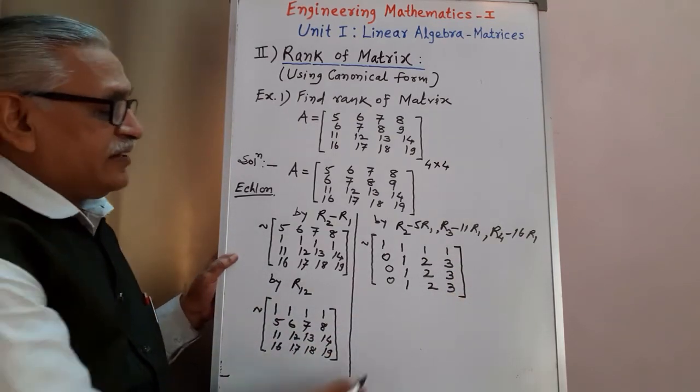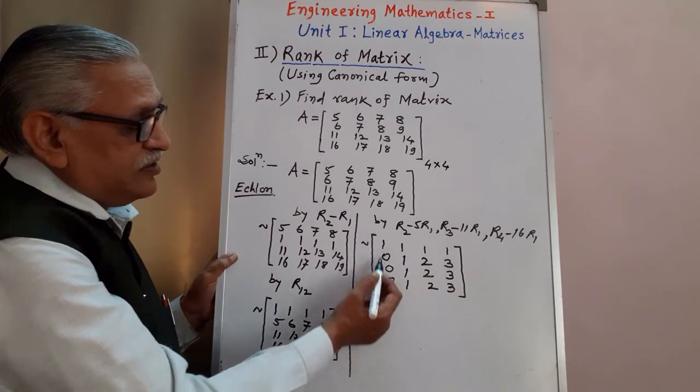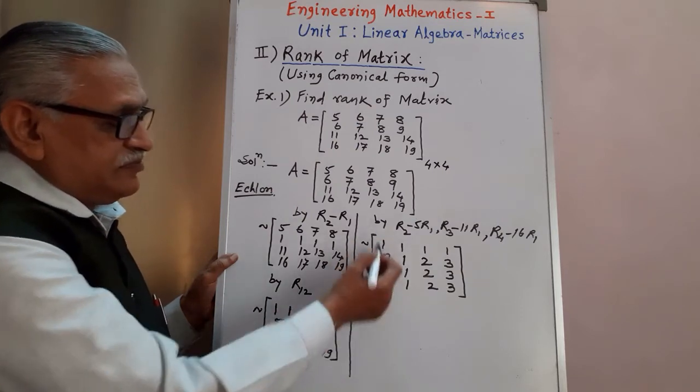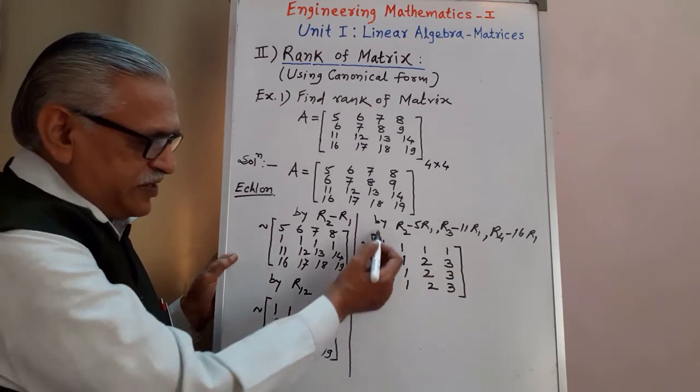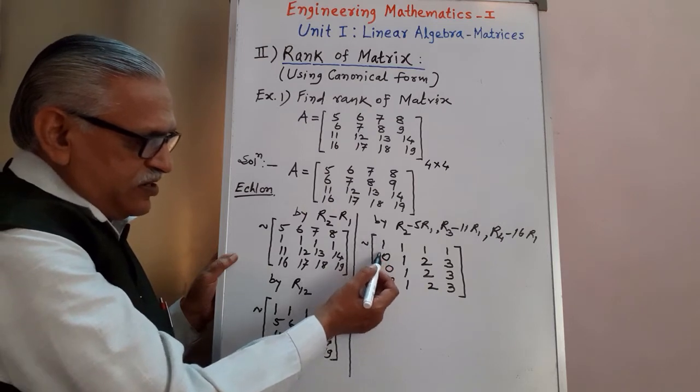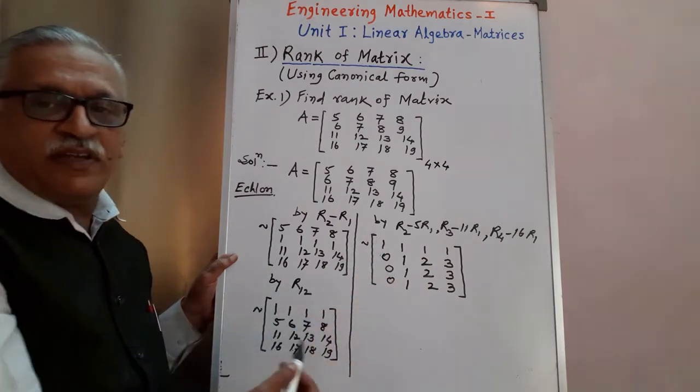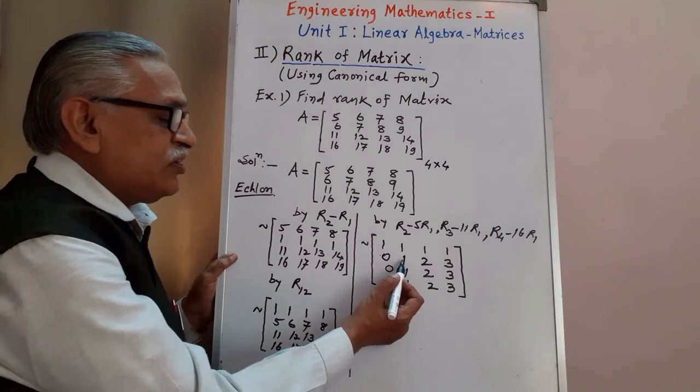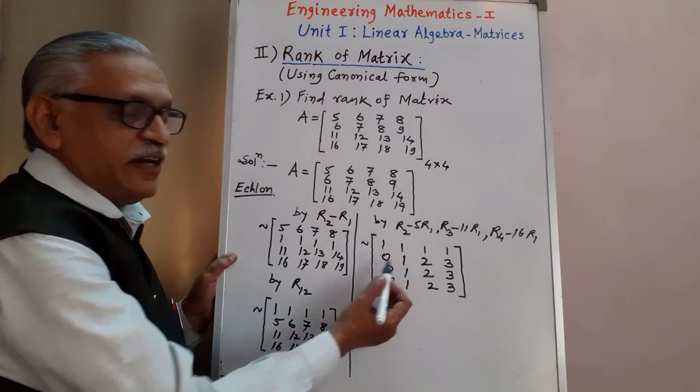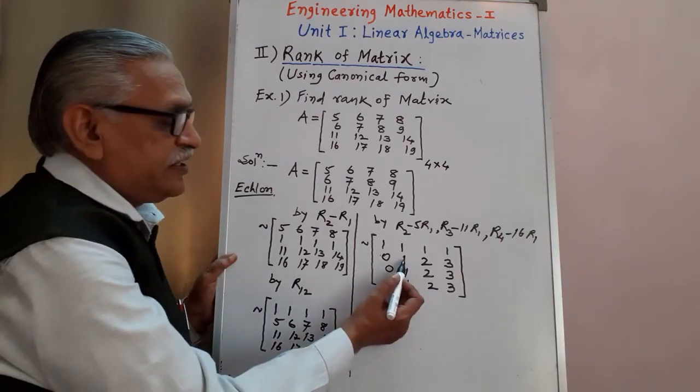Okay. Then we have completed for all the elements in the first column. First element 1 and remaining elements in that column as 0. Then we go for second diagonal element. It must be non-zero. Here it is 1.